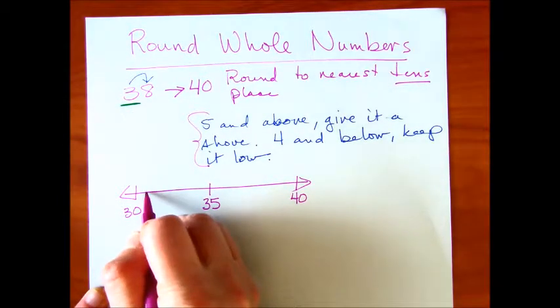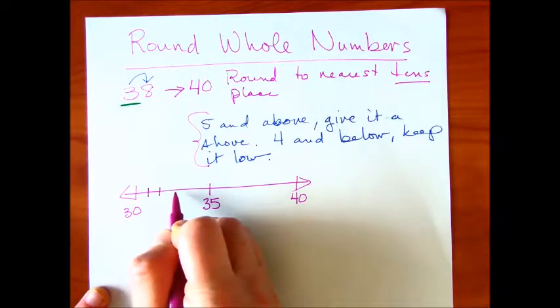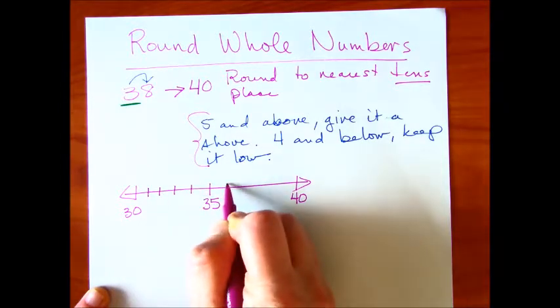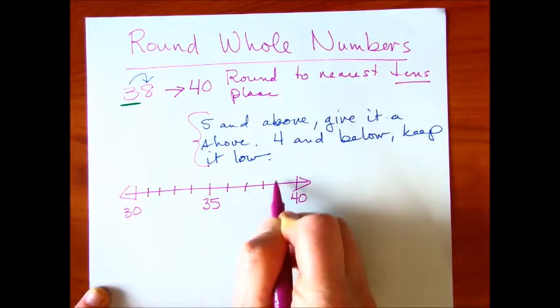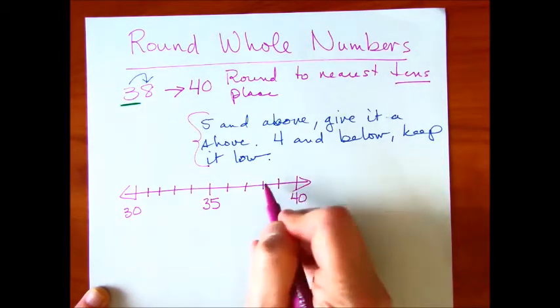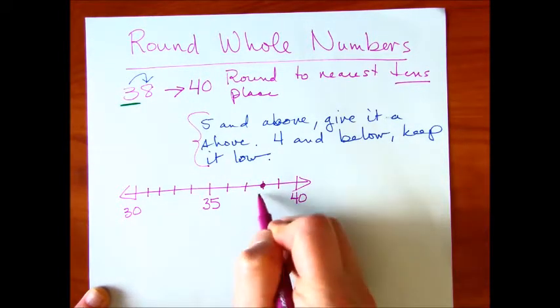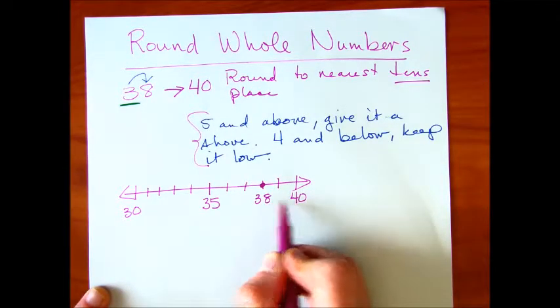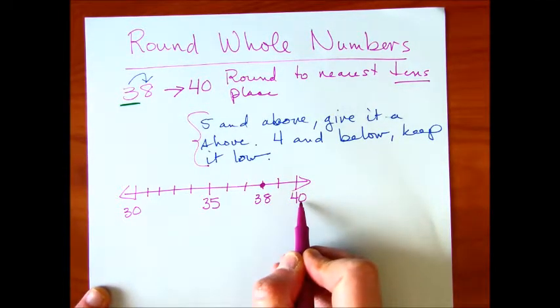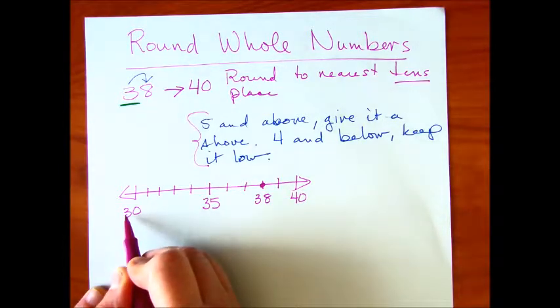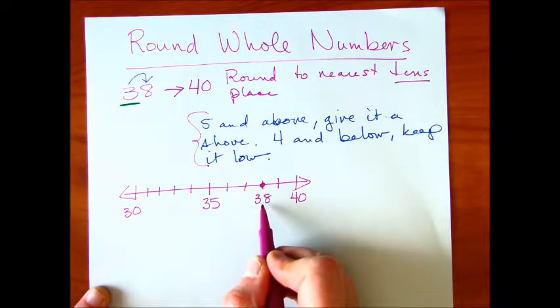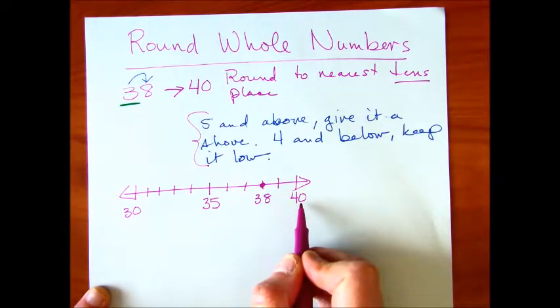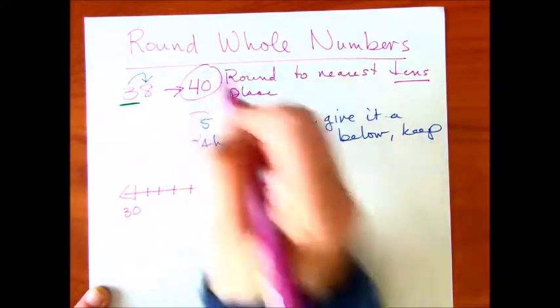what we could do is plot where 38 is on this number line. So I'm going to draw some tick marks. 7, 8, 9. Okay, so 38 is going to be here, and you can see that 38 is only 2 spaces away from 40 versus being 8 spaces away from 30. So clearly 38 is closer to 40. And so when we round 38 to the nearest 10, it's going to be 40.